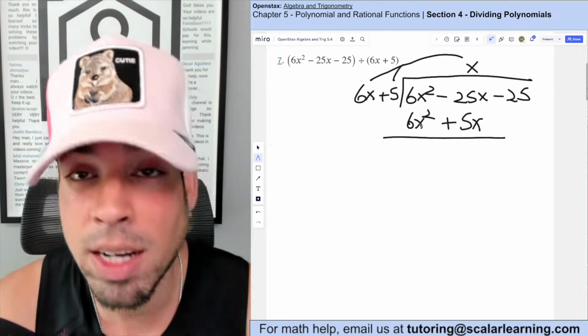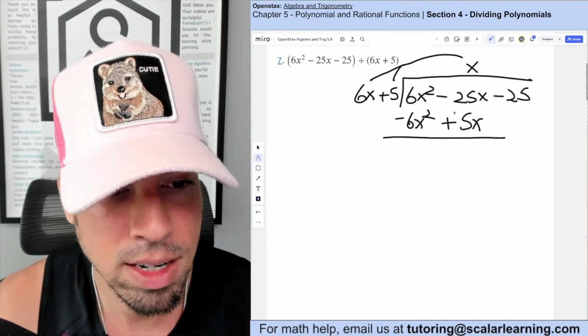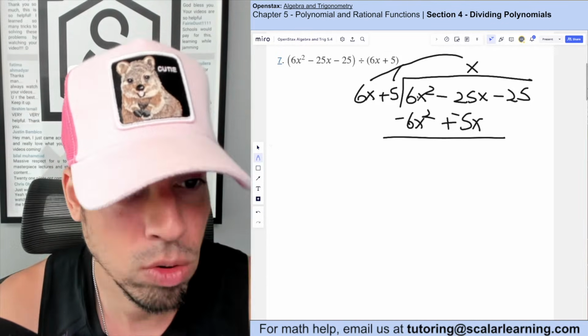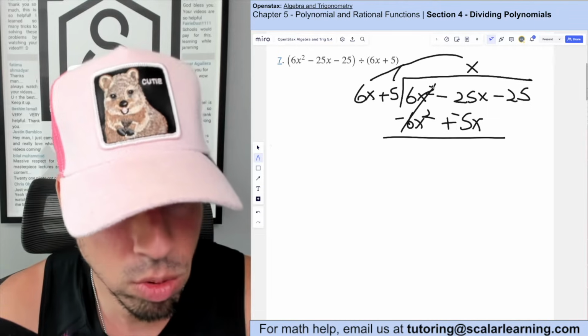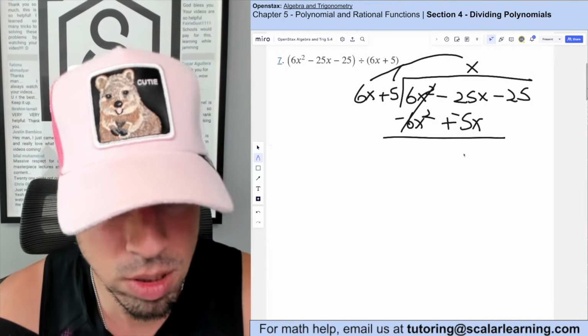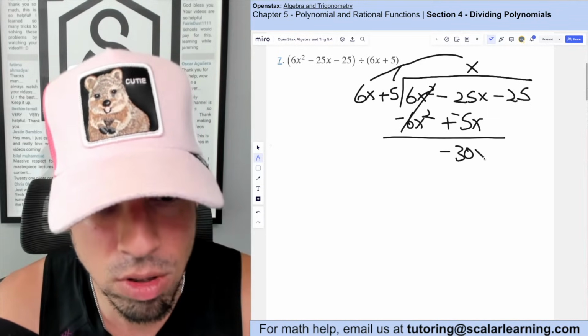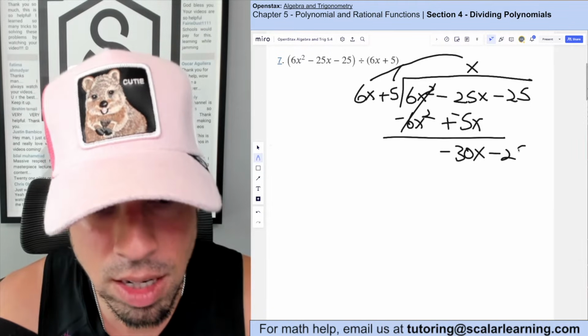And then we subtract. Again, I like to say add a negative and then just add. So 6x squared plus negative 6x squared cancels out. Negative 25x plus negative 5x is negative 30x. Bring down that negative 25.